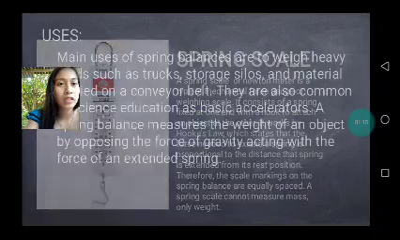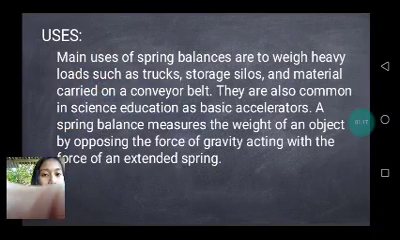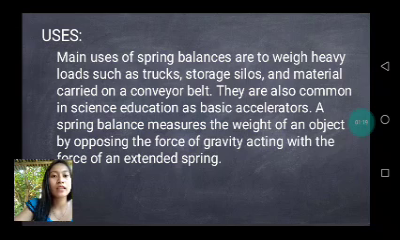Then, the uses of a spring balance. The main uses are to weigh heavy loads such as trucks, storage silos, and materials carried on a conveyor belt. They are also common in science education as basic accelerators. A spring balance measures the weight of an object by opposing the force of gravity acting with the force of an extended spring.